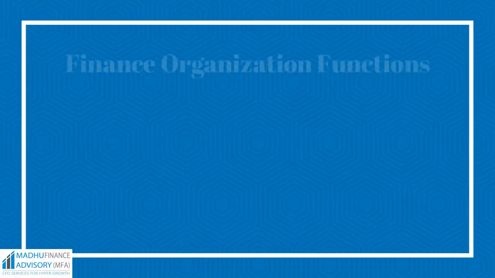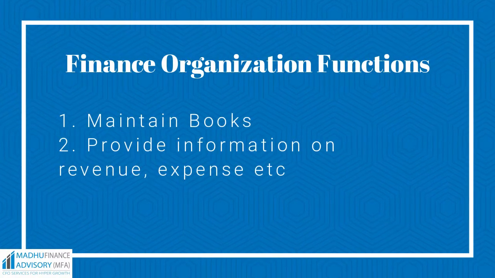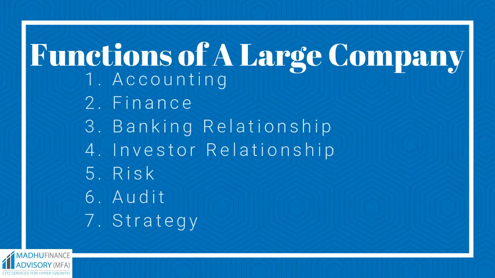And this will vary quite a bit depending on the size and the stage of the company. For a really early stage startup, all that the function might be expected to do is to maintain the books and provide information on what's happening, what's the revenue, expense, etc. But for a Fortune 100 company, the finance and accounting function might oversee not only accounting, finance, banking relationship, investor relationship, but also risk functions, audit, and strategy even. So the capabilities of such a team is very different from that of an accounting and a finance organization in a startup.